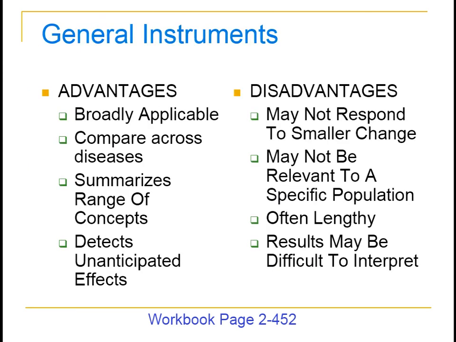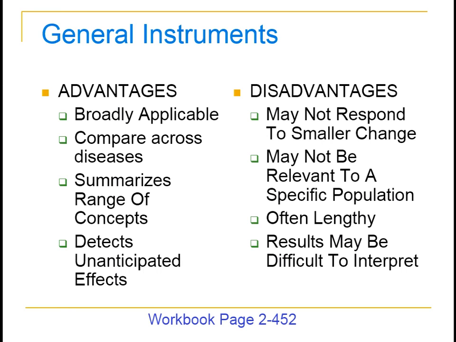You have two types of PROs. You have general instruments and you have specific instruments. General instruments are broadly applicable to the population. They compare across diseases because you're just looking at health in general. They summarize a range of concepts so that you get a lot of domains that are being looked at. And they have the ability to detect unanticipated effects because you're not being very specific for a specific disease state.